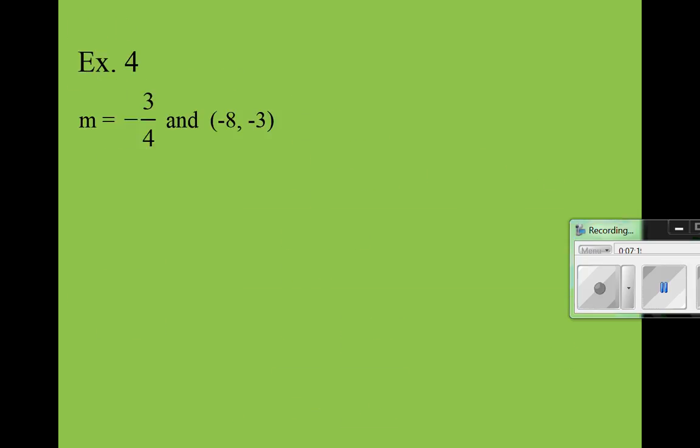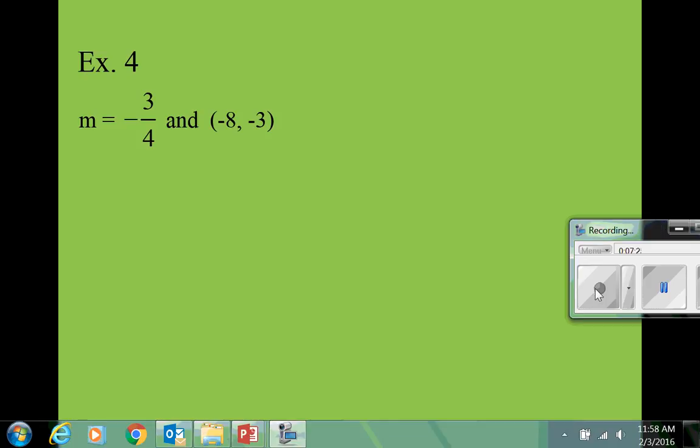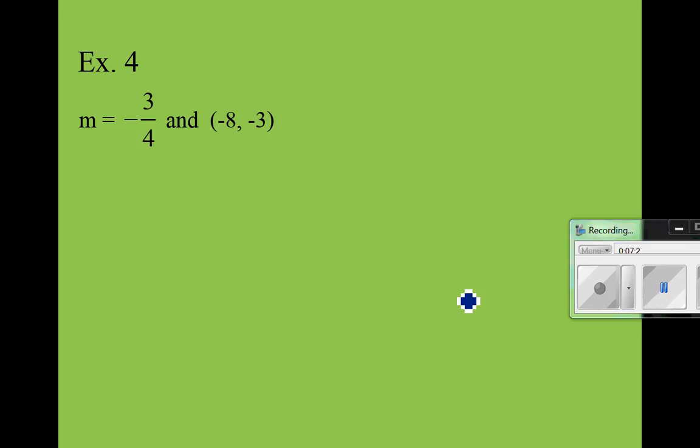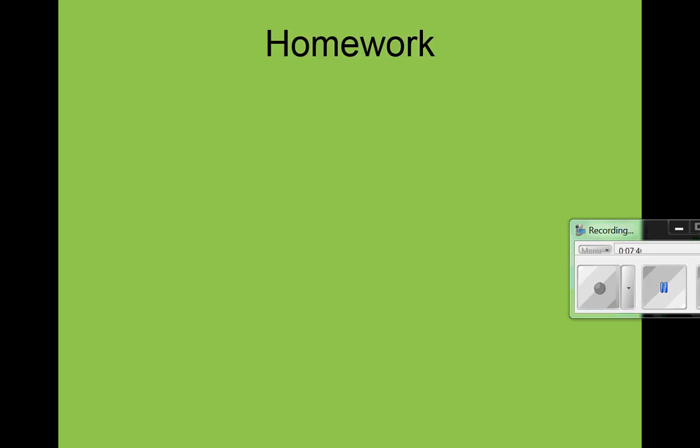Here's example 4. Raise your hand when you have the answer. So the answer you should have gotten for this one was y equals negative 3/4 x minus 9. A lot of you that made a mistake, it was because you did not take the time to make a t-chart, so please make sure that you do that. You may open the problems of your folder. We're going to start working.